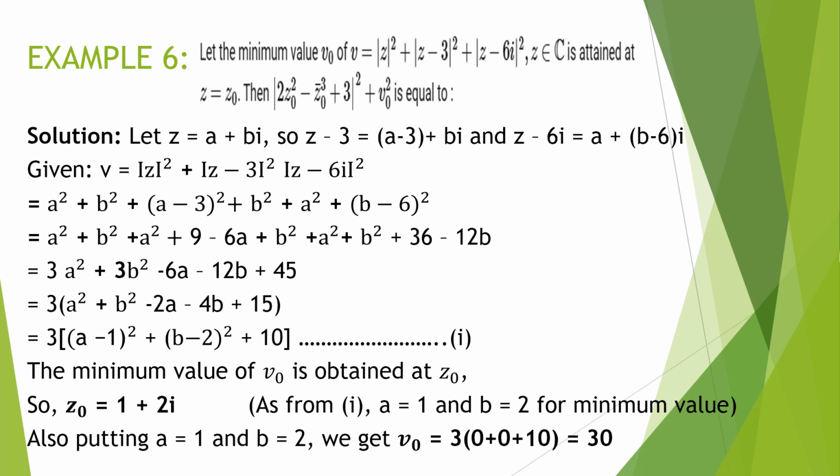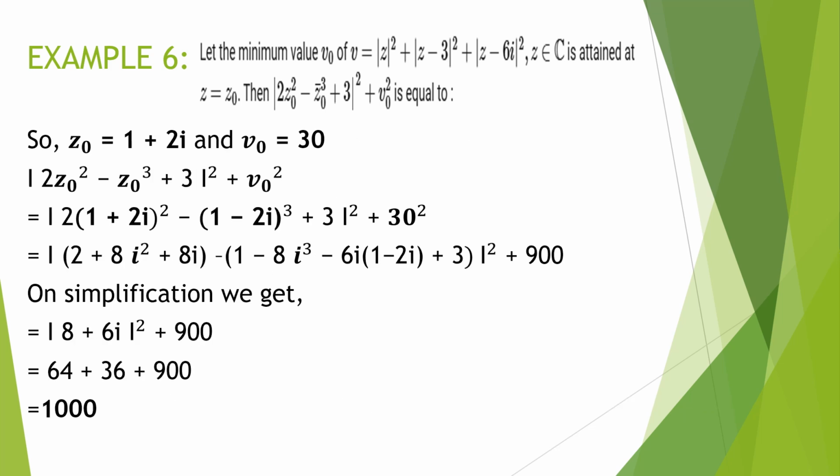So we have got two things over here. We have got Z0 as the complex number 1 plus 2i. Why? Because a is 1 and b is 2. And we have got V0 as 30. That means the minimum value V0 is equal to 30.